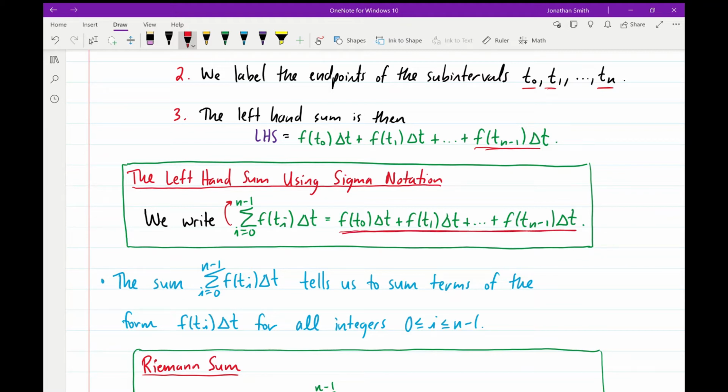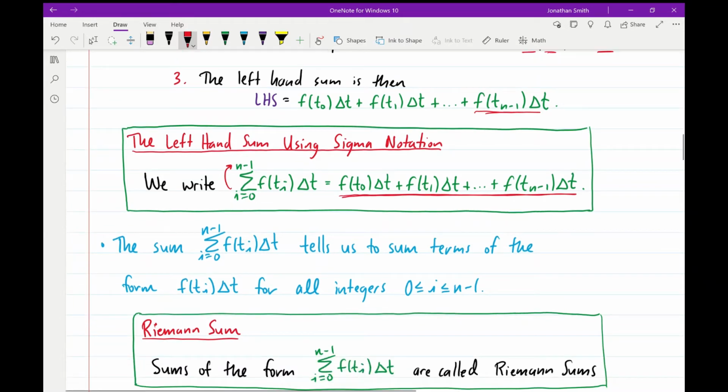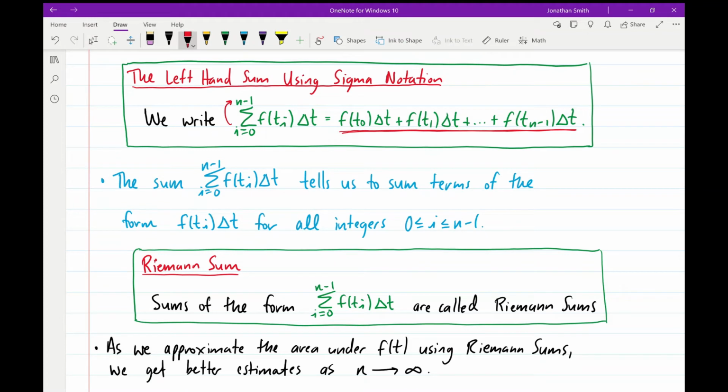Let me see if I can explain what this notation means, where it's coming from. This sum from i equals 0 to n minus 1 of f of t sub i times delta t is telling us to sum terms of the form f of t sub i times delta t, all the stuff that's showing up inside of the sigma, for all integers from 0 to n minus 1. So these limits on the top and the bottom of the sigma are telling us how many terms we're going to sum up. We're going from i equals 0 to n minus 1, and all of the terms are going to have this form f of t sub i times delta t.